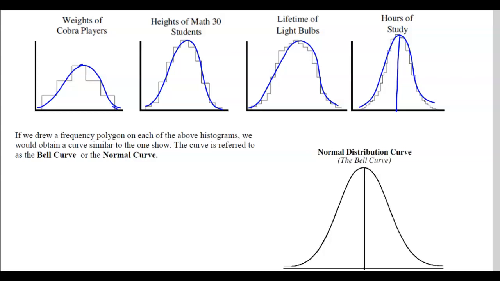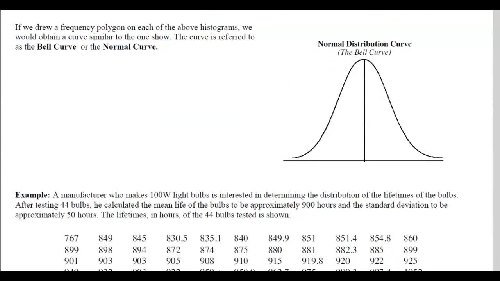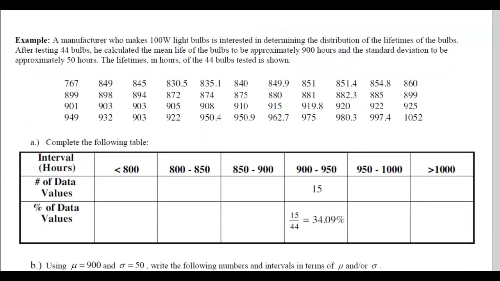Okay, so if we drew a frequency polygon on each of the above histograms, we would obtain a curve similar to the one shown. The curve is referred to as the bell curve or the normal curve. There's an actual equation for this, an exponential equation, I think it is. But in any case, there is something that you could graph to get that curve. We're not doing that. So let's take a look at some data that follows a normal distribution.